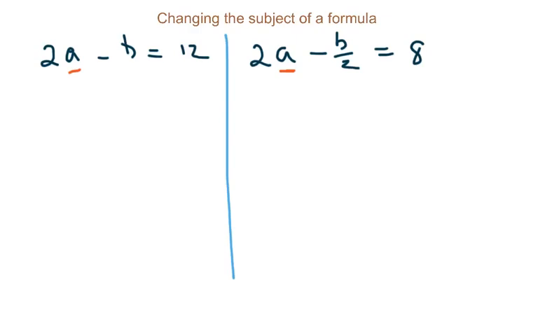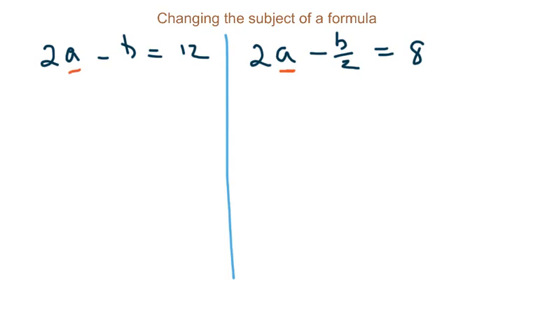Changing the subject of a formula. At the moment, 12 is the subject of this formula because 12 is equal to all of this stuff. Over here, 8 is equal to the subject of the formula. We want to make, in this case, A the subject of the formula, which means we want A on its own.